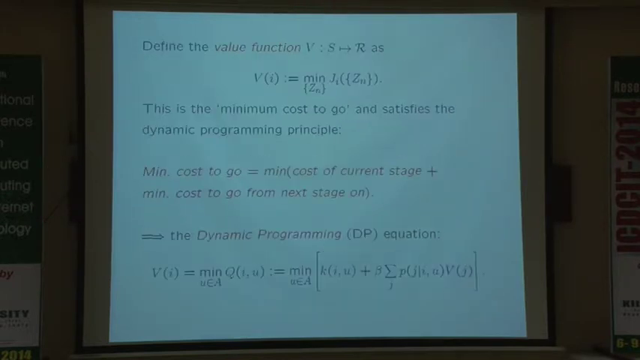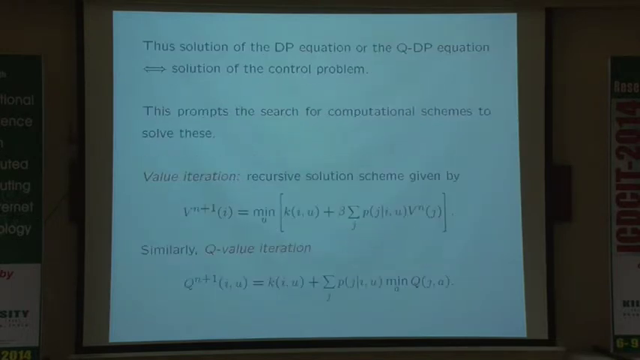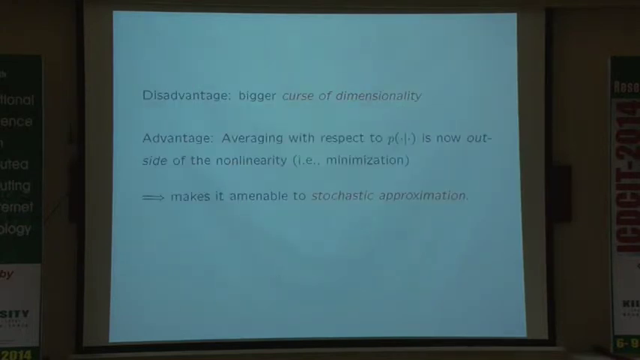In the abstract, I can think of this equation as a vector equation, V1, V2, and so on, of the form V equals F of V. What I'm doing here is the iteration V(n+1) equals F of Vn, starting with some arbitrary guess V0. One can show that this will converge to the correct V. Similarly, I can write an iteration for Q that would converge to the correct Q. Of course, as I said, going from V to Q, I have increased the dimensionality.